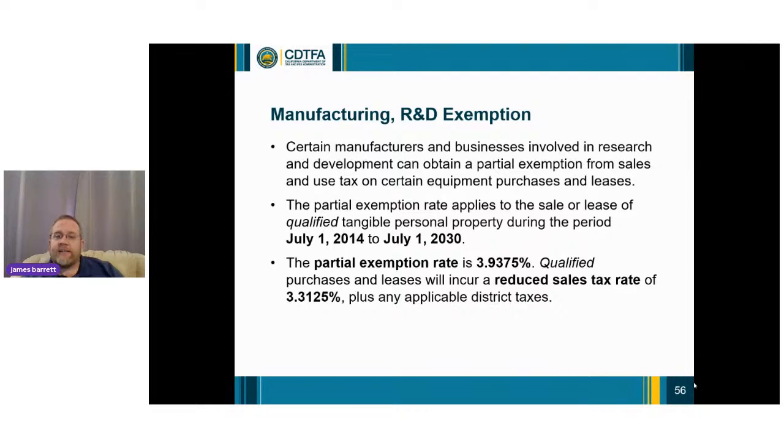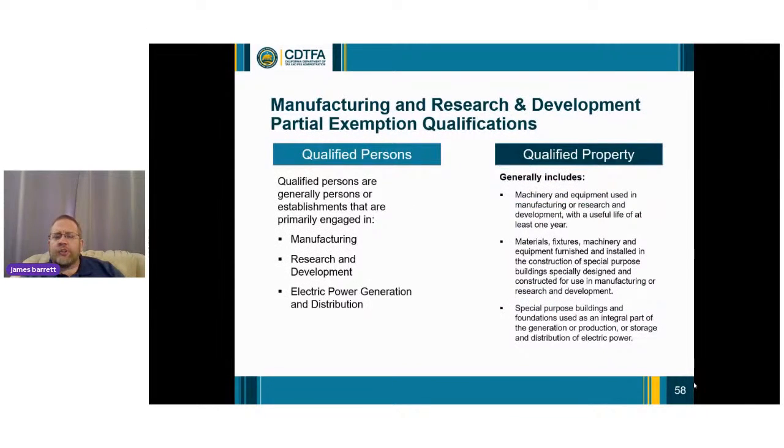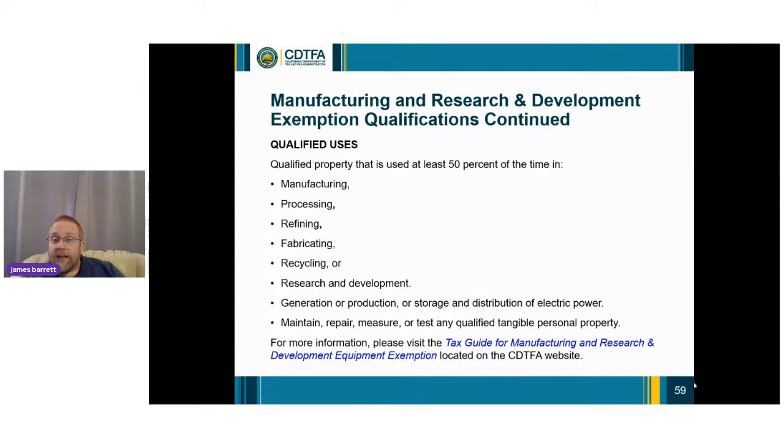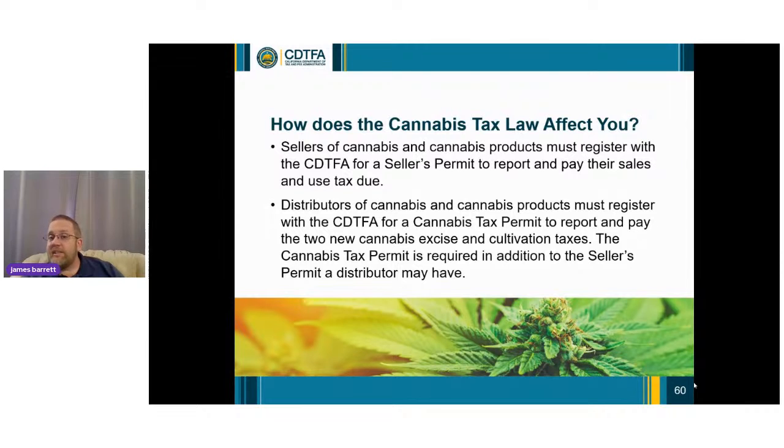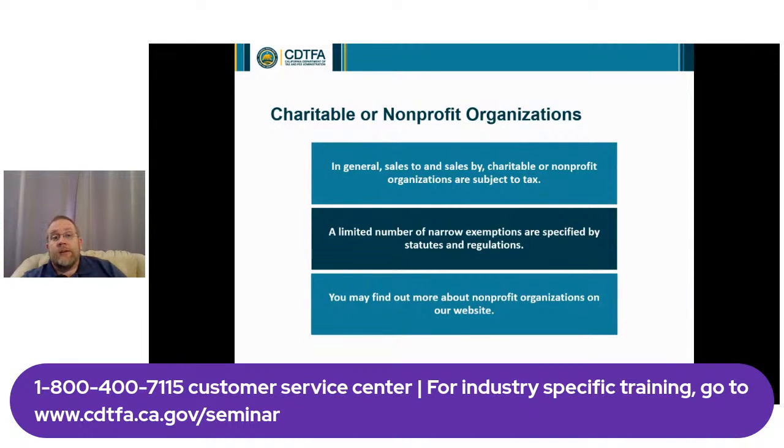We have a manufacturing research and development exemption. If you are interested in that, for the sake of time, I'm going to direct you to the online class at www.cdtfa.ca.gov. Same thing with cannabis. We have a class, I think, June 1st. So go ahead and sign up for that.